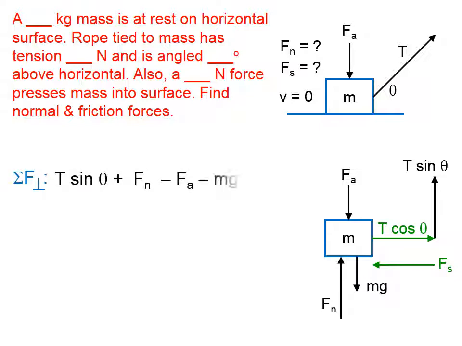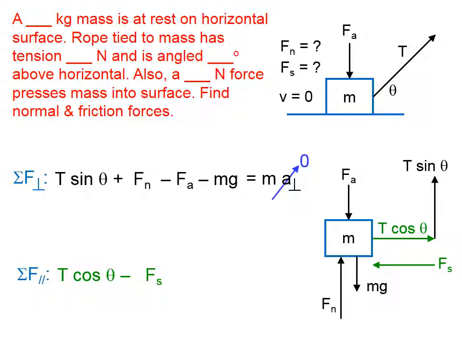So let's sum the forces perpendicular to the surface. T sine theta acts upward. I'm going to choose upward to be positive. The normal force acts upward. The applied force acts downward, and the weight acts downward. And the sum of those forces should equal the mass times the acceleration perpendicular to the surface. This mass is at rest, so there is no acceleration perpendicular to the surface, so the right side of this equation becomes 0. For the parallel direction, if I choose to the right to be positive, it really doesn't matter.